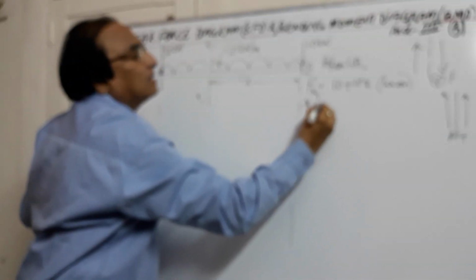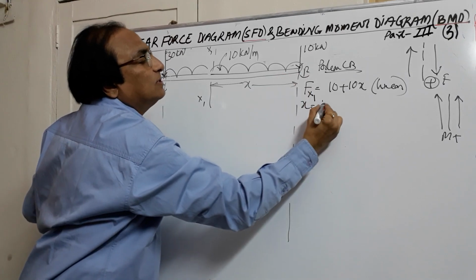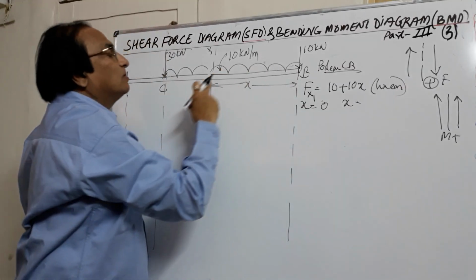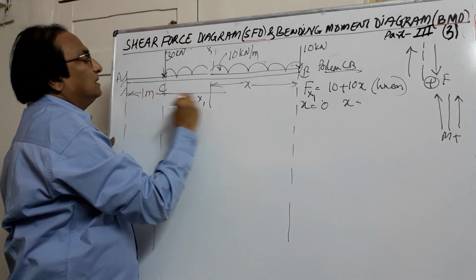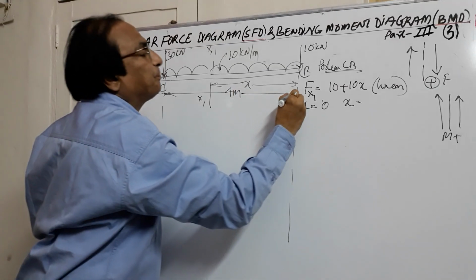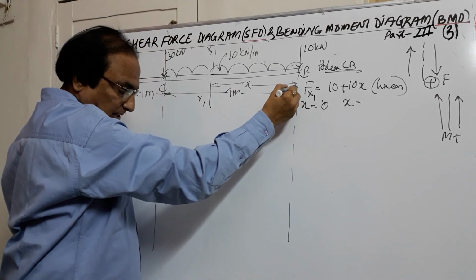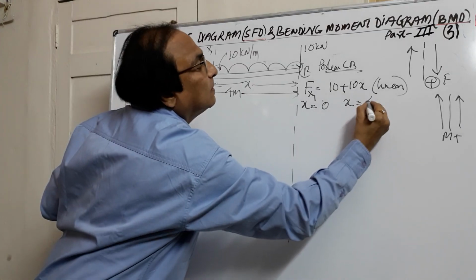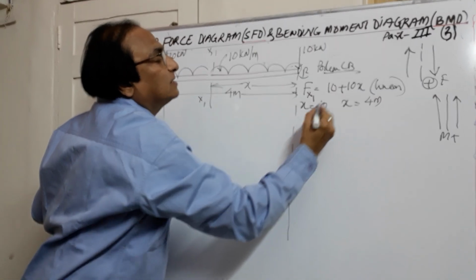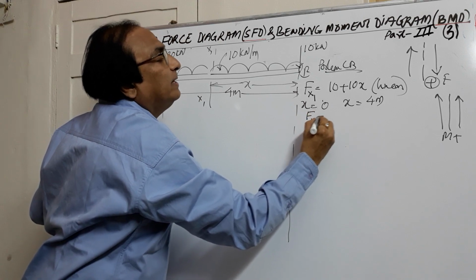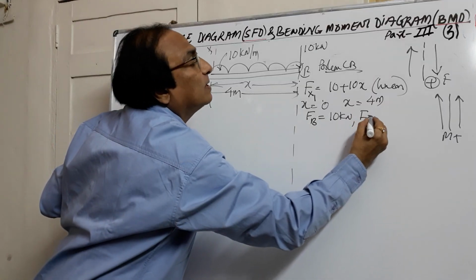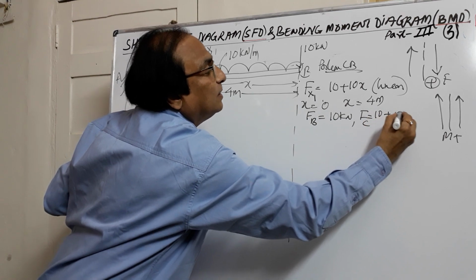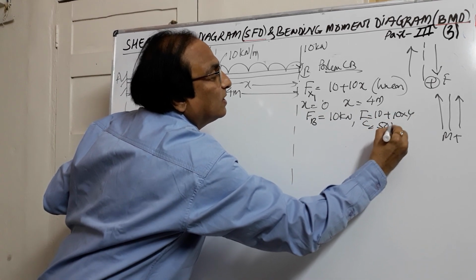The limits of x: we are measuring from B, so x will be 0, and the second limit will be x equal to this distance. If I take this as 1 meter and this distance as 4 meters, then x is equal to 0 to x is equal to 4 meters. If I substitute the value, when x is equal to 0, shear force at B will be equal to 10 kilonewton, and shear force at C will be equal to 10 plus 10 into 4. So this will be equal to 50 kilonewton.